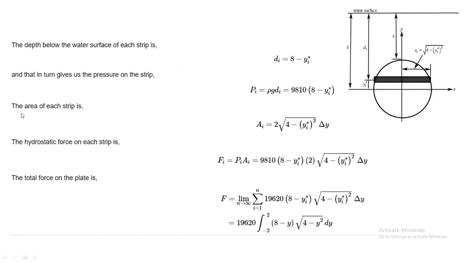Now, the depth below the water surface of each strip is. So, if this is y sub I, I've done it a while ago, and this entire thing is 8. By the way, I would like to ask you, why is this entire thing here 8? Was that stated in the problem? Why is this 8, if I may ask you?